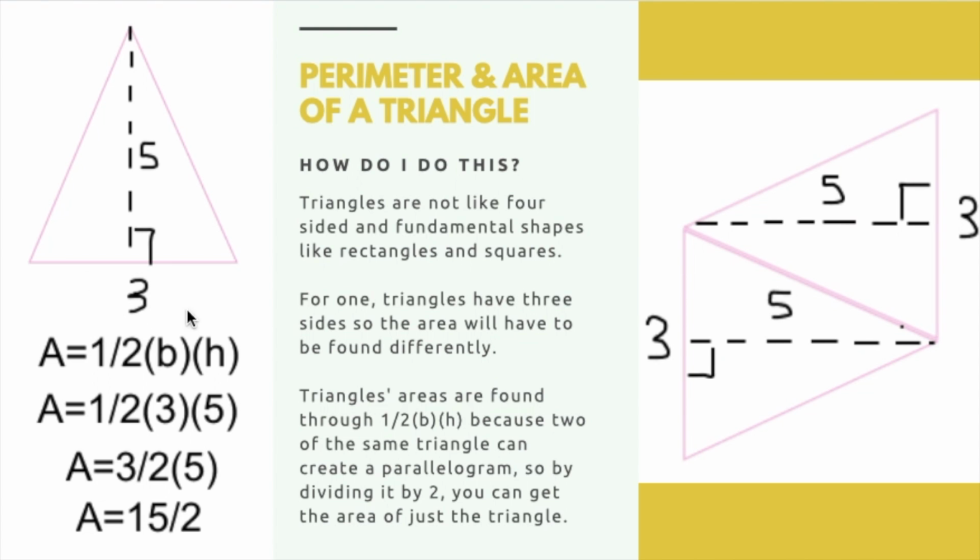Now, let's try it right now. The triangle has a base of 3 and a height of 5. So let's use the area formula, which is 1/2 times base times height, to figure this out. The equation would look like this: 1/2 times 3 times 5, which simplifies to 3 over 2 times 5, which then becomes 15 over 2. So the area of the triangle will be 15 over 2.